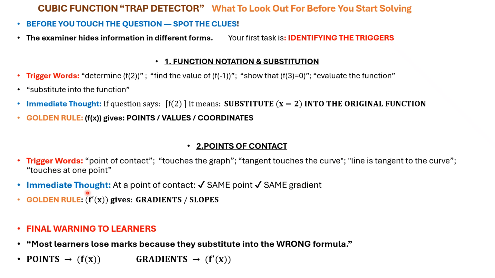Right, golden rule for points of contact: we're always going to use the first derivative of f(x) to get the gradient or slope, and substitute whatever they've given us in. Final warning: you lose marks because you substitute into the wrong formula. So you need to understand when we're substituting into the original equation and when we're substituting into the first derivative. For points, we substitute in f(x). For gradient, we substitute into the first derivative, right?